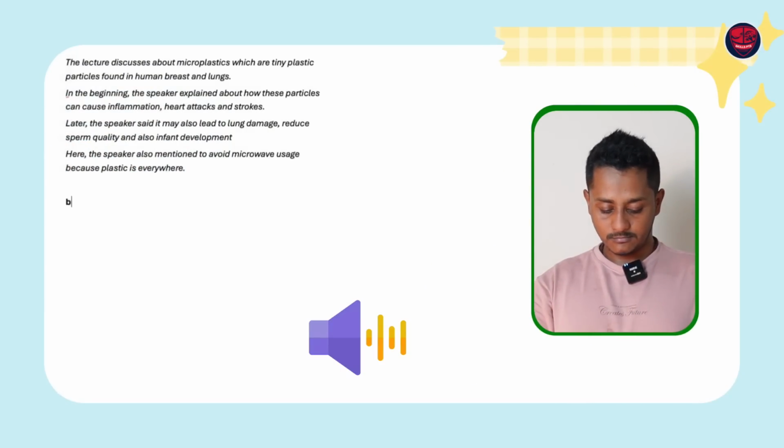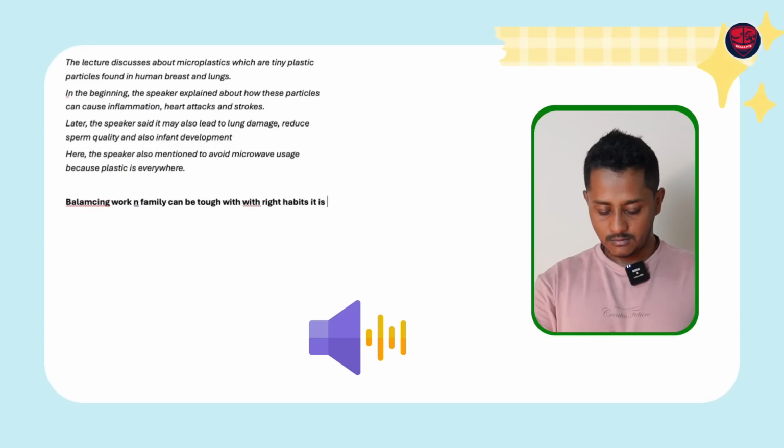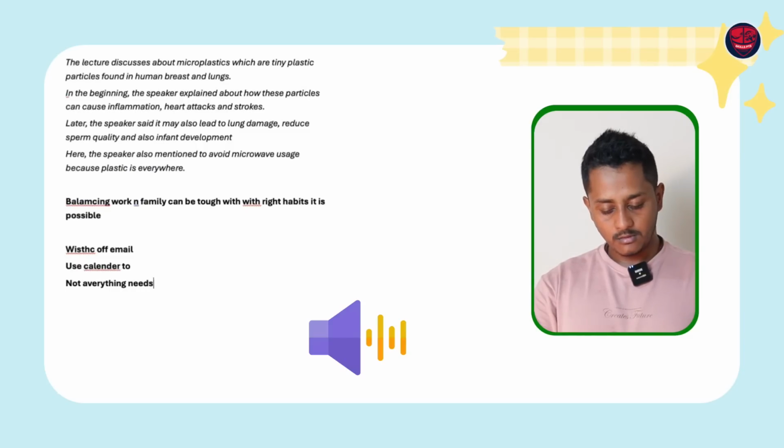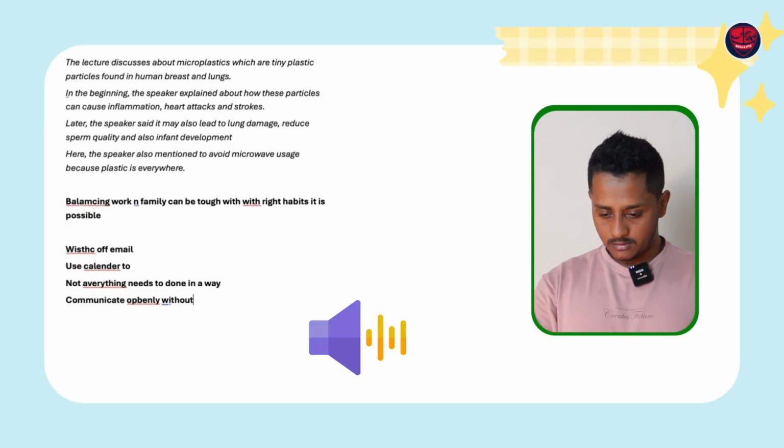Balancing work and family can be tough, but with the right habits, it's possible. Start by setting clear boundaries. When work ends, switch off emails and focus on loved ones. Use a shared calendar to plan family time, school events, or even short breaks together. Prioritize tasks. Not everything needs to be done in a day. Communicate openly with both your employer and your family. Let them know your limits and when you need support. Don't forget self-care. A healthy mind keeps everything running smoothly. It's not about doing it all. It's about doing what matters most, with presence and purpose.